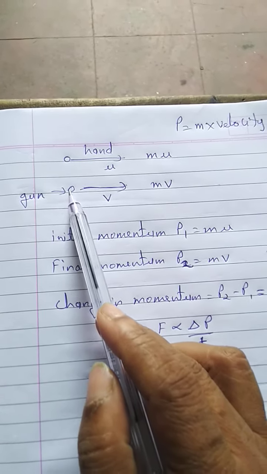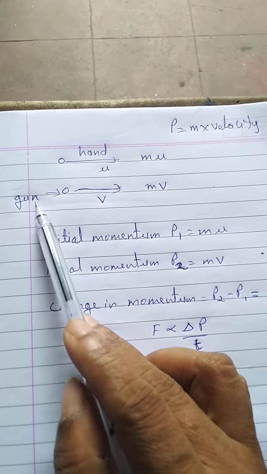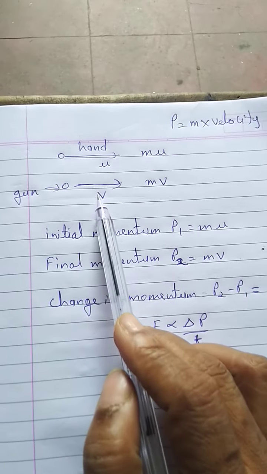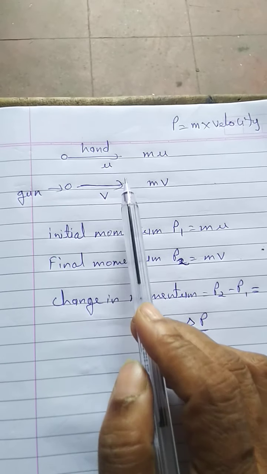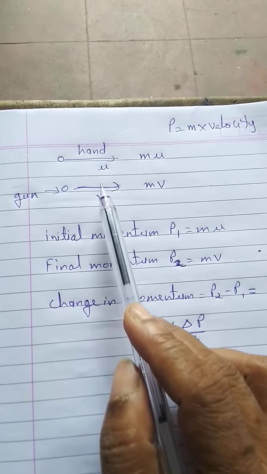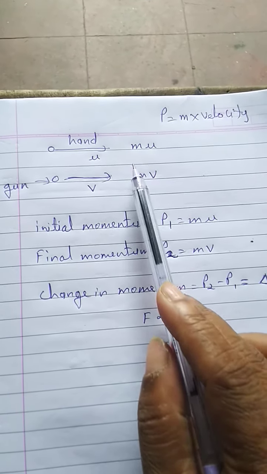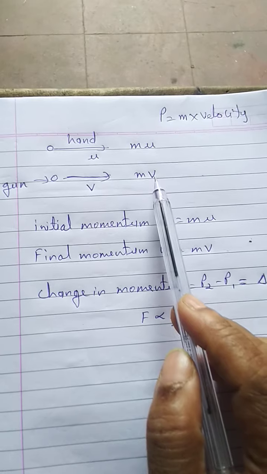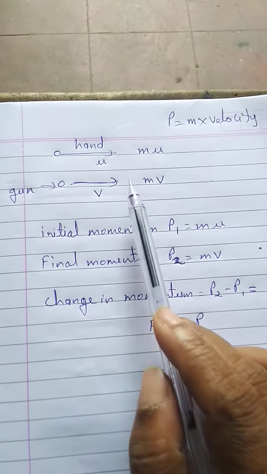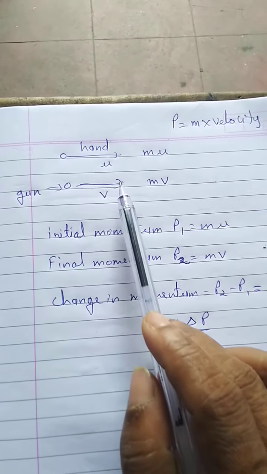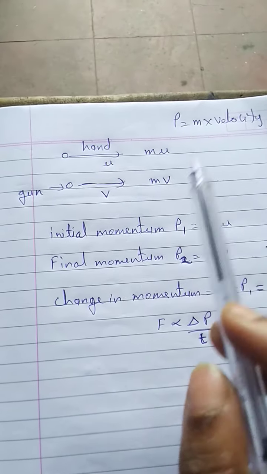Now if the same bullet is shot with a gun, the mass of the bullet remains the same, but the velocity increases so much that the bullet can pass through the body of the person, killing the person. Such a high momentum is there because of the high velocity. That means the effect of the force felt from the bullet is too much. It can kill the person.